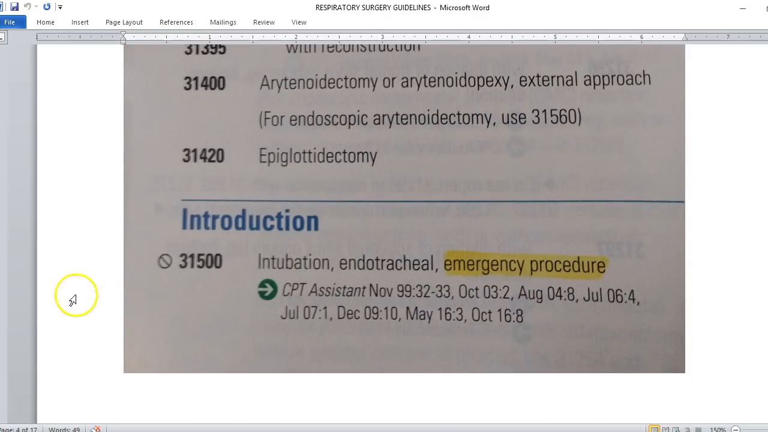Okay, code 31500. This is one of our few codes that has the no symbol in front of it. And the reason why it has the no symbol is we don't add modifier 51 to this code. The reason we don't is because we get paid in full at 100% no matter what we're doing with this procedure. Because this procedure, 31500, is intubation. It's establishing an airway for a patient who cannot breathe on their own, okay?